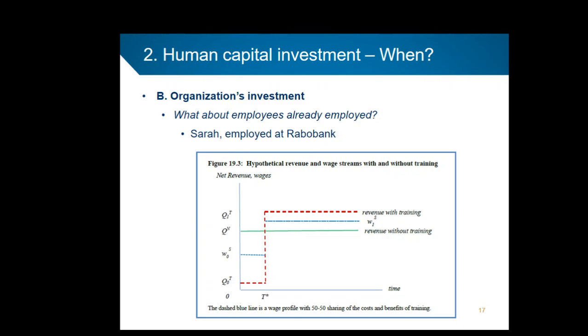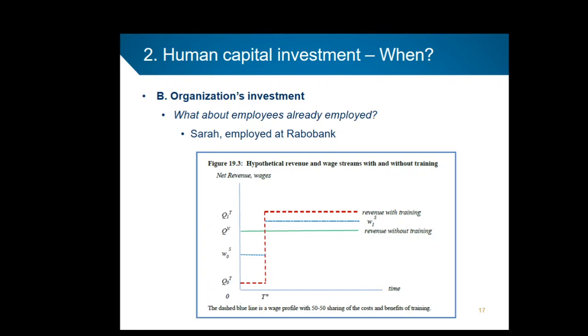Rabobank is considering sending Sarah, one of their top financial potentials, on a training. Now, as long as nothing changes, Sarah will produce Qn. Remember, the green line, Q stands for production. So we're talking about yields for the organization now, not yields for the employee. Without training, Sarah will produce the base level Qn, or Q normal. But of course, Rabobank expects that the training will pay off. So after the training, Sarah will be more productive and she will produce Qt, Q for training.